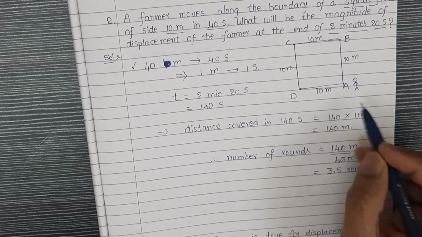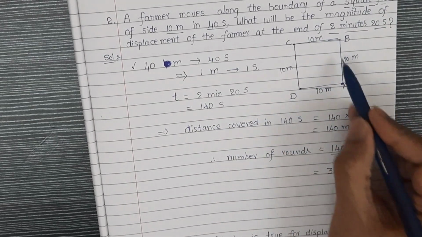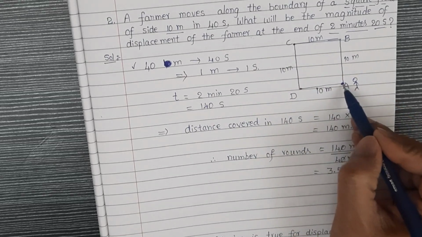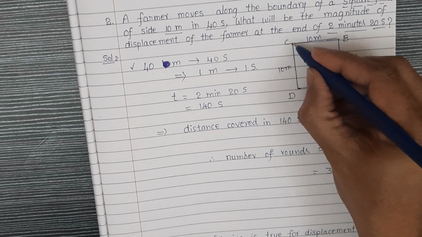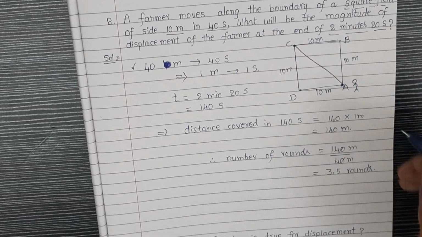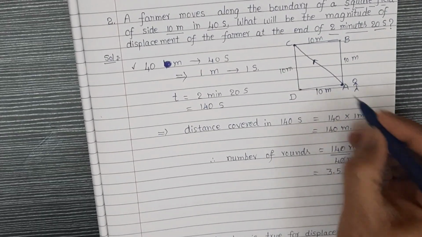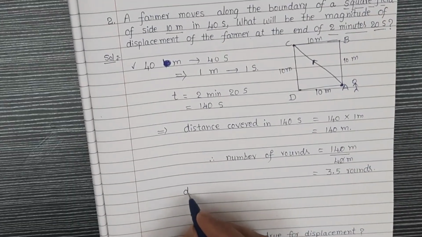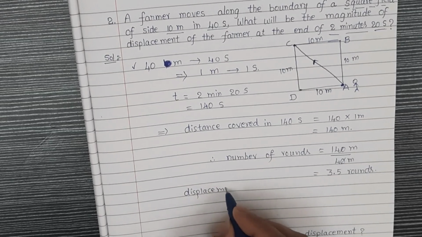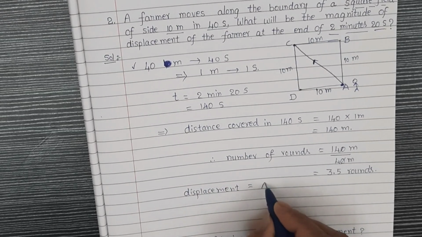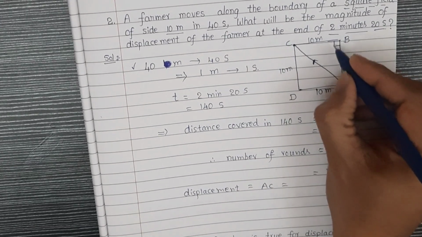That means, if A is the starting point, the person after one round, 1, 2, 3 and a half rounds, is exactly at the opposite corner of the square, which is A to C. C is the opposite corner of A here. So the displacement would be AC.